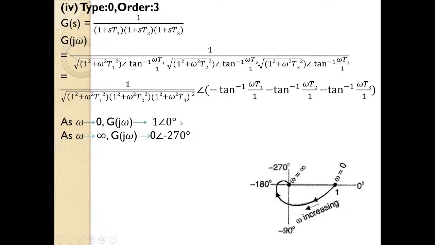So where is our 0 degrees? Here. And where is our minus 270? Here. So it is minus, negative means you must move in clockwise direction from 0 degrees. So what is the magnitude at 0? It is 1. So here magnitude is 1. From here it will start and it will end at the origin at 270 degrees axis. Okay, type 0 order 3 system.